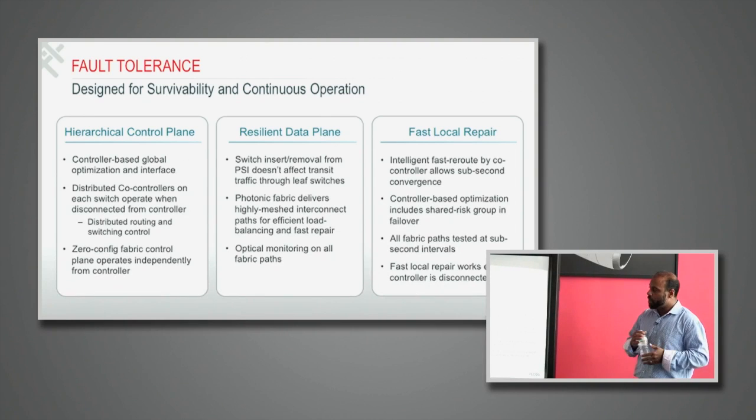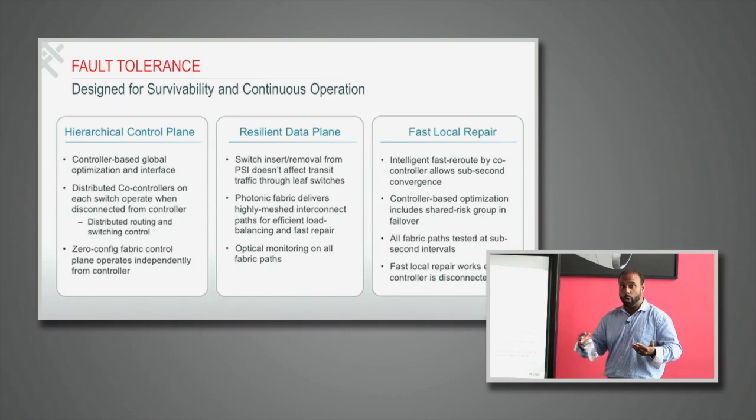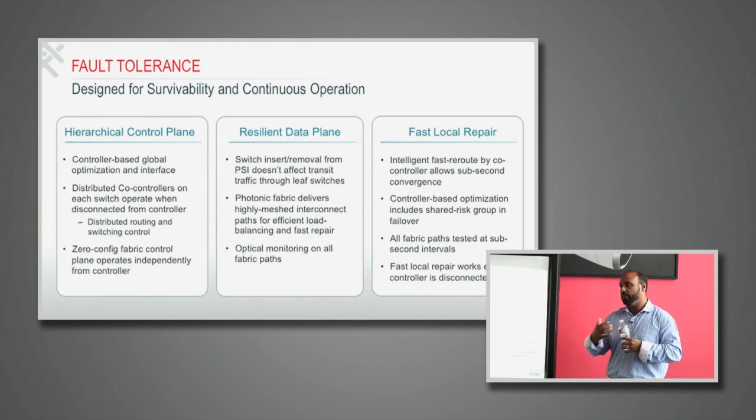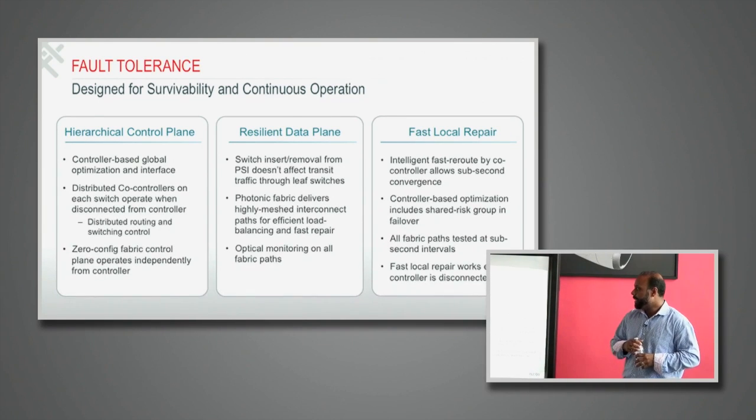So again, we've talked about a lot of this in the past. We have a hierarchical control plane, so we've got the global controller, or the central controller, that is your interface and does all the global optimization, and then we've got the distributed co-controllers that run on the switch. All of that is exactly the same. The data plane, again, the switch insertion and removal doesn't affect any transit traffic.